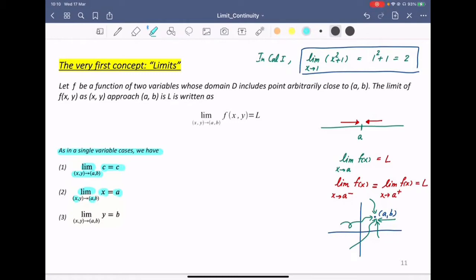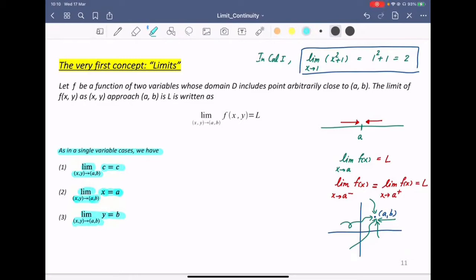Well, this is the same thing with the idea of 1 dimension. You just ignore y, right? Because there is no y in your function now. So that means you just plug in x equal to a, and that is your limit. When you see limit of y as x, y go to a, b, you just plug in b for y. Well, these are the first 3 conditions that you can use for sure.